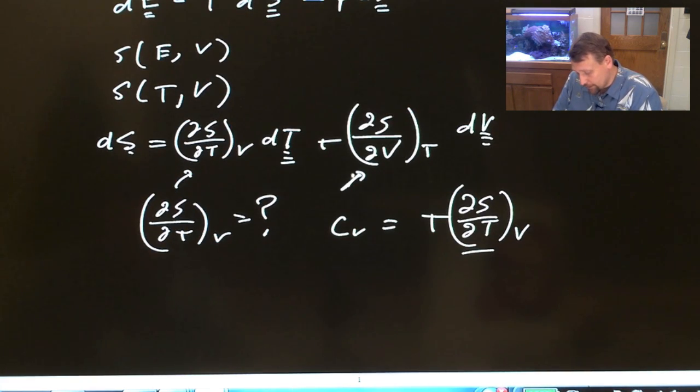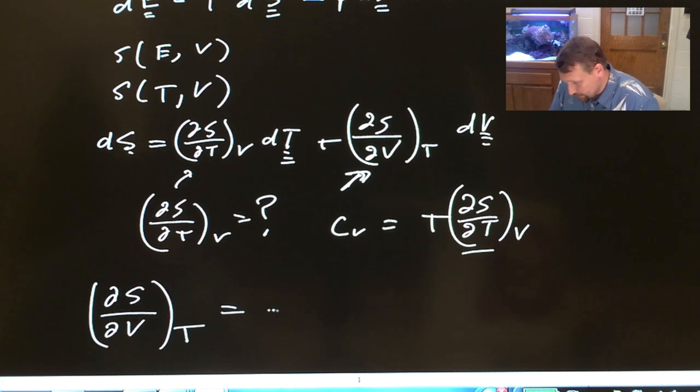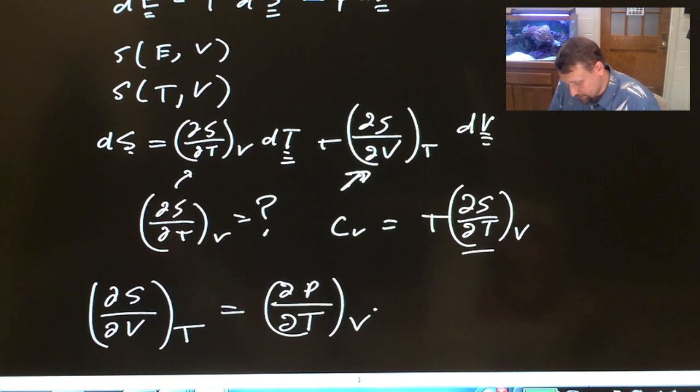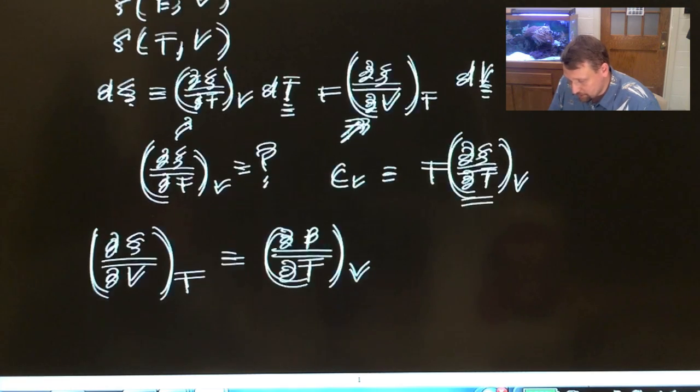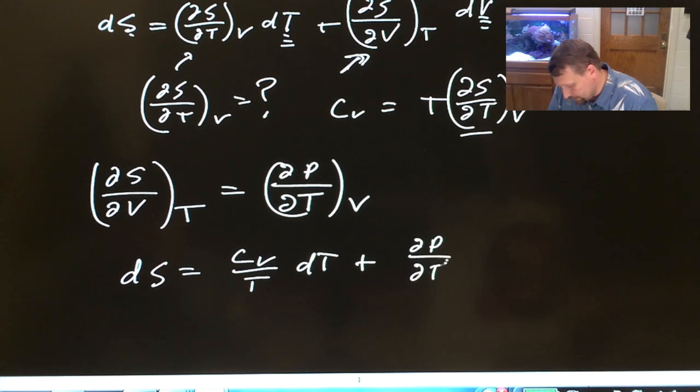What about this term right here, partial S, partial V at constant T? If you look at your table of Maxwell relations, you'll see that this is indeed one of the relationships that we can work with. Partial S, partial V at constant T is equal to partial P, partial T at constant V. So if we make these two substitutions, we can rewrite dS as CV over T times dT plus partial P, partial T at constant V times dV.